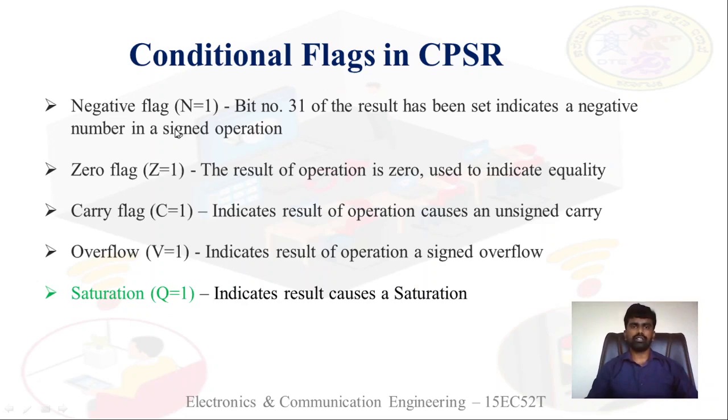So these are all the different conditional flags in the CPSR. One is the negative flag: when N is equal to 1, there is a negative value. Next is the zero flag: Z equal to 1 means the result is equal to 0. Then the carry flag: if C is equal to 1, the answer generated a carry. V equal to 1 is the overflow flag, which indicates signed overflow. When Q is equal to 1, that is the saturation flag, which indicates the result causes a saturation.